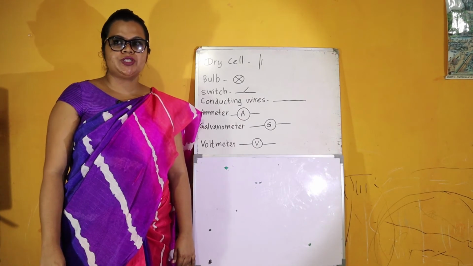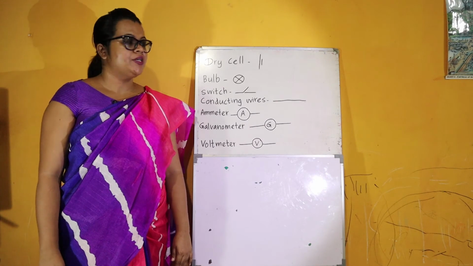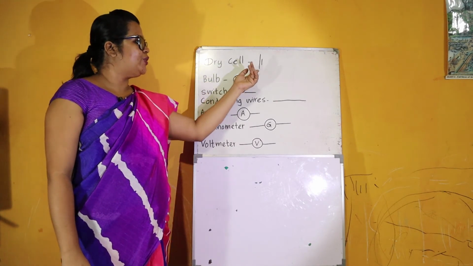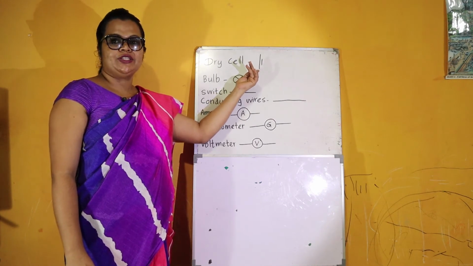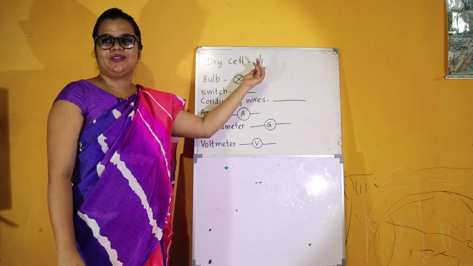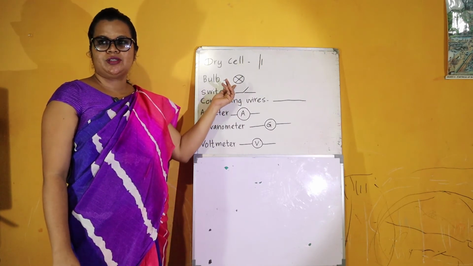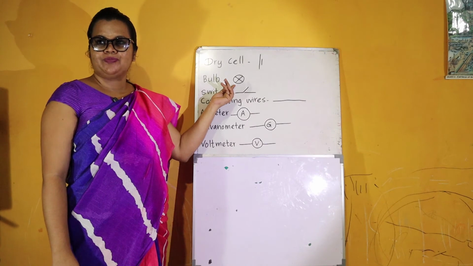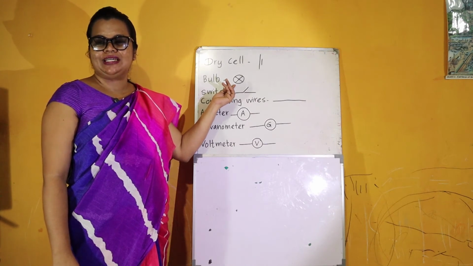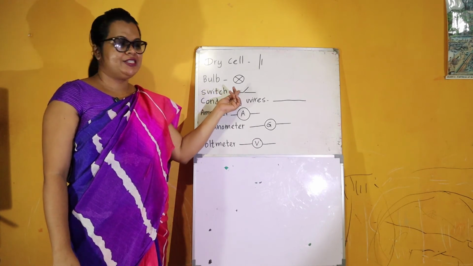There is a special code of symbols used in circuit diagrams. To indicate the dry cell, we use this symbol. For the positive terminal, the longer line is used and the shorter line is used for the negative terminal. To indicate the bulb, this symbol is used. When there are bulbs, we can easily identify the passing of electric current. If the bulb lights up, it confirms the passing of electricity through the circuit. To indicate the switch, this symbol is used.